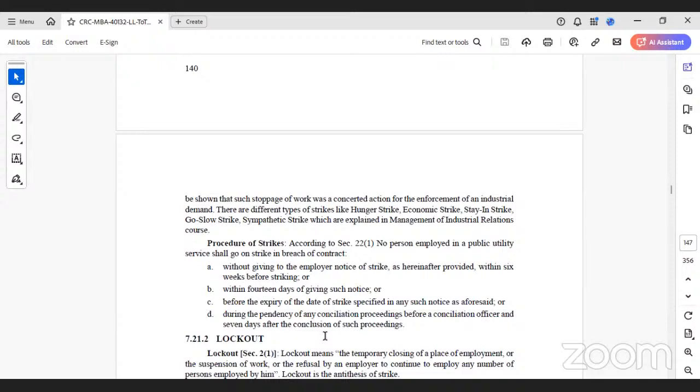Now, what is the procedure for the strikes? No person employed in a public utility service shall go on a strike in breach of contract. That is, he has to give proper notice to the employer that there's going to be a strike. So, what would be the notice of strike period? Within 6 weeks before the striking. So, before 1.5 months, the notice has to be given. Within 14 days of giving such notice or after the expiry of the date of the strike specified in any such notice and during the pendency of any proceeding before the conciliation board, a strike should not be called.